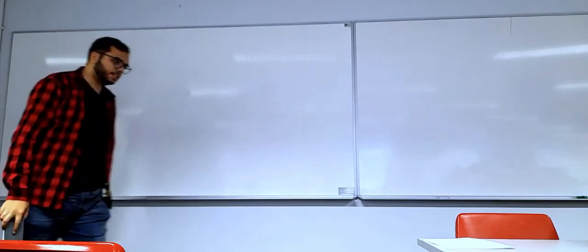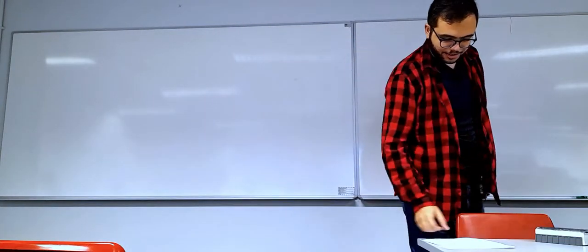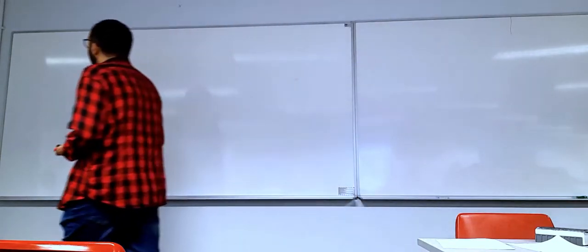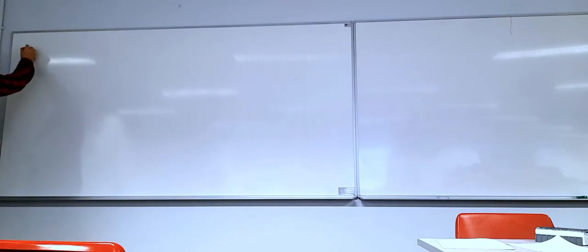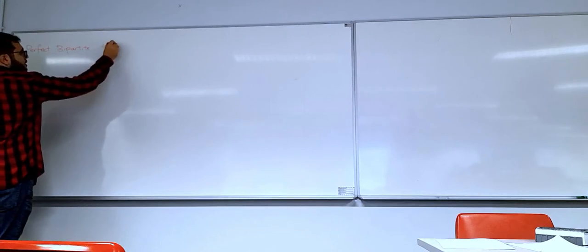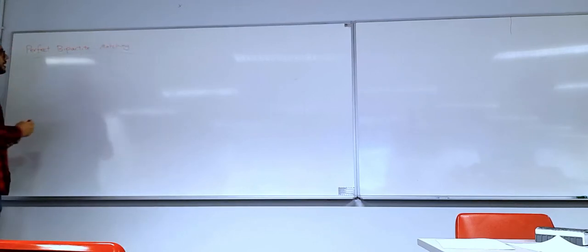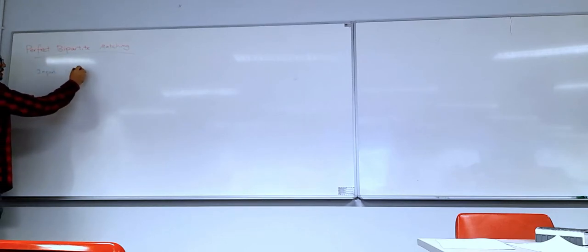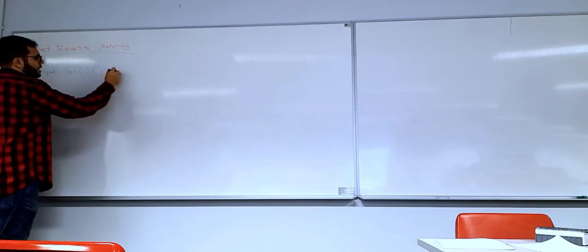So let's actually see a use case of this. The use case I want to talk about is perfect bipartite matching. So let's say that I just give you a bipartite graph, and let's say that both parts of this graph have the same number of vertices. So my input is just a graph G, let's say with n vertices.